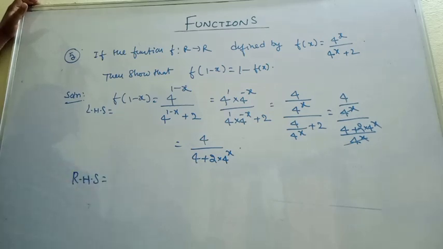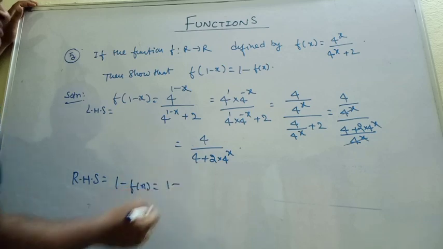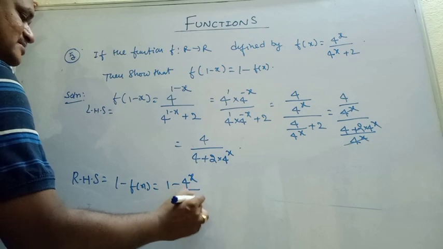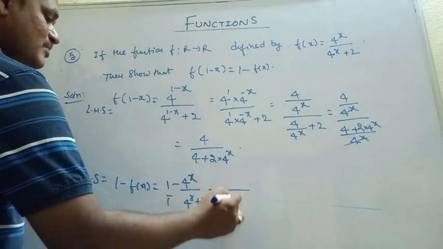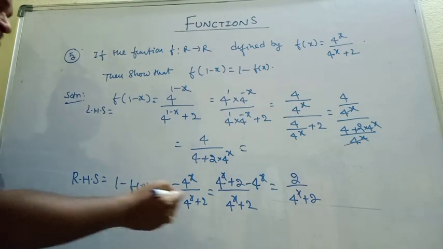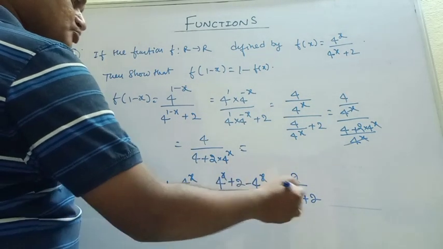If you take 1 minus f of x, it is 4 power x by 4 power x plus 2. Now take the LCM here. 4 power x plus 2 is the LCM. If we take the LCM, we have 4 power x plus 2 minus 4 power x. That will be cancelled. 2 by 4 power x plus 2.